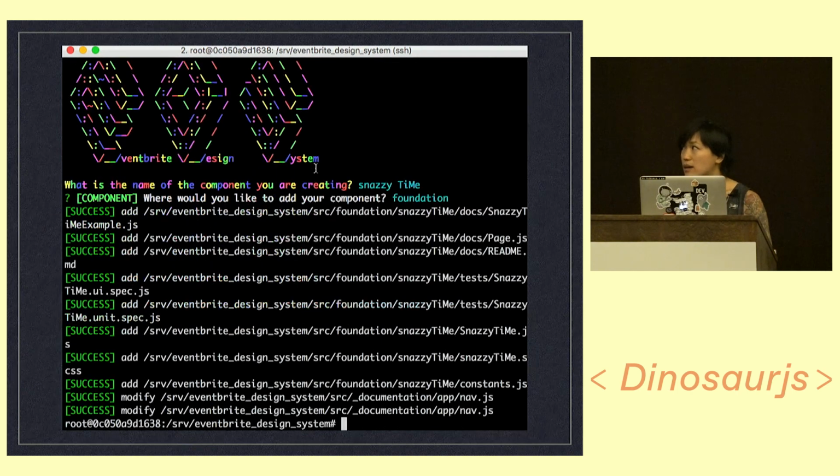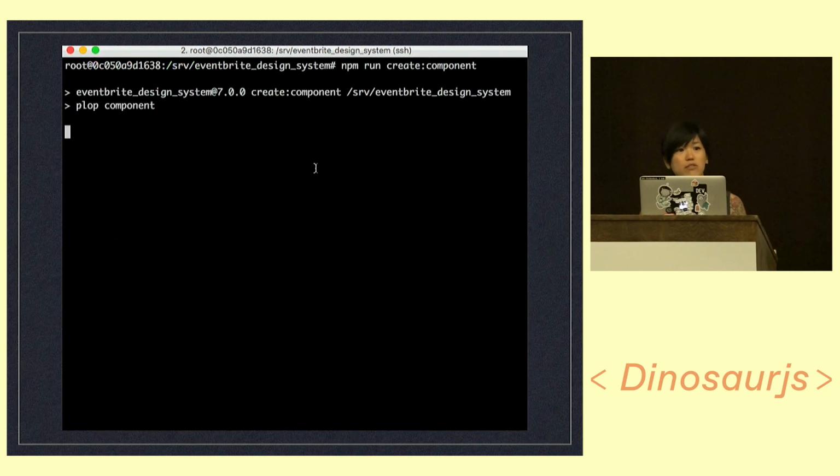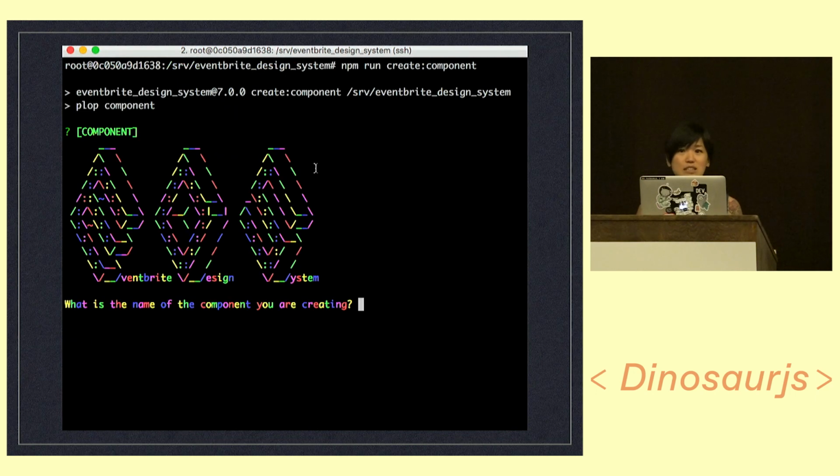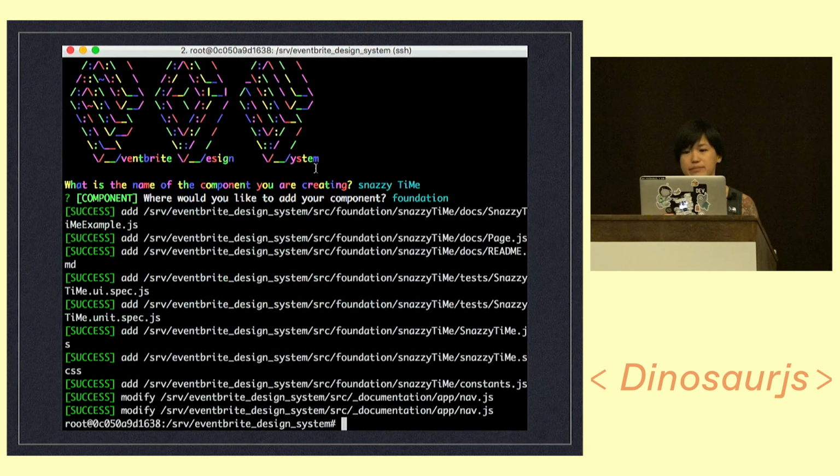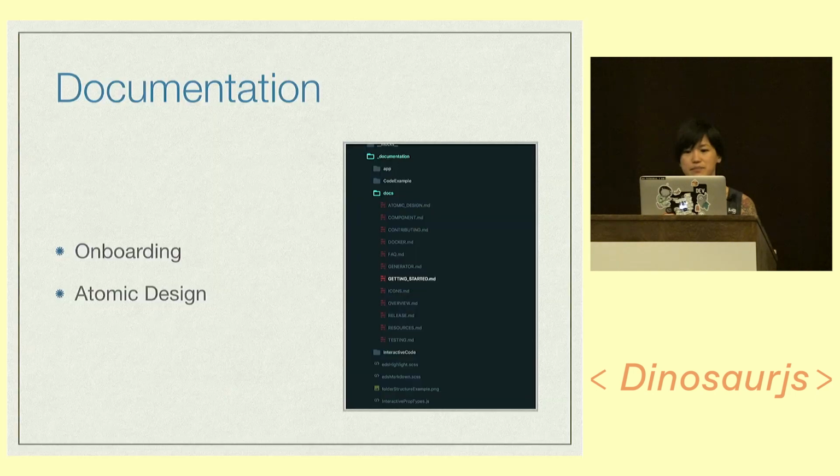And once we do that, we create this consistent pattern of files. We have an example, a page that the example lives in, a README, UI tests, unit tests, our component JSX, our component SASS, and we also edit the design system documentation navigation information. Sorry, that was a lot of words. To include this new Snazzy Time component. So that was pretty cool, a very consistent, systematic way of adding things.